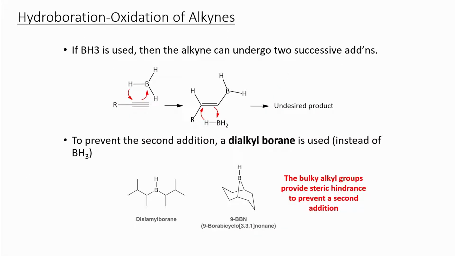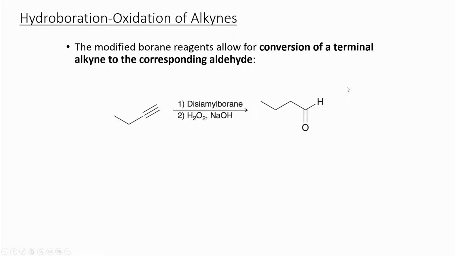If BH3 is used in the hydroboration-oxidation, then the alkyne can undergo two successive additions. In order to prevent this, a bulky borane such as 9-BBN can be used to prevent this second addition. A modified borane reagent can be used to convert the alkyne to the corresponding aldehyde.